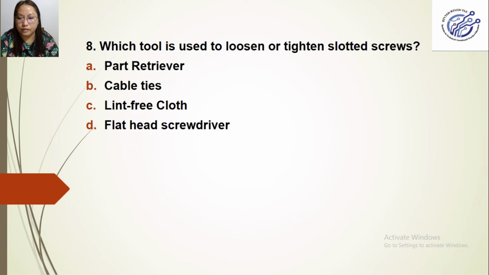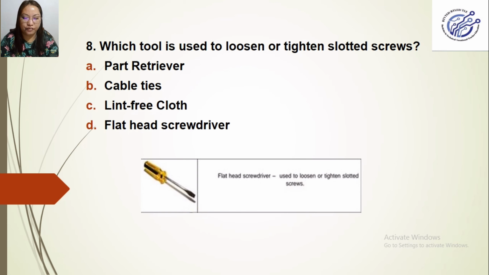So, number 8. Which tool is used to loosen or tighten slotted screws? A. Part retriever. B. Cable ties. C. Lint-free cloth. And D. Flathead screwdriver. So, yung sagot po natin dito is flathead screwdriver po. Siya po yung naglulusin ng ating mga slotted screws.